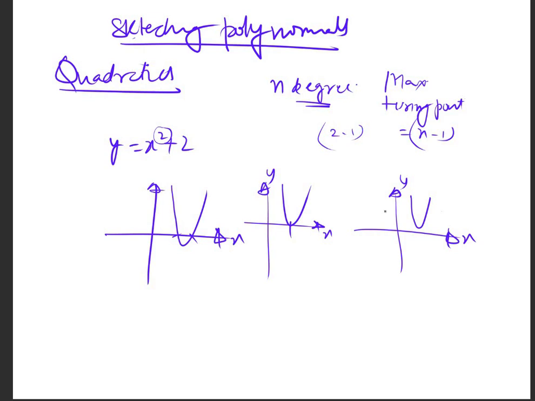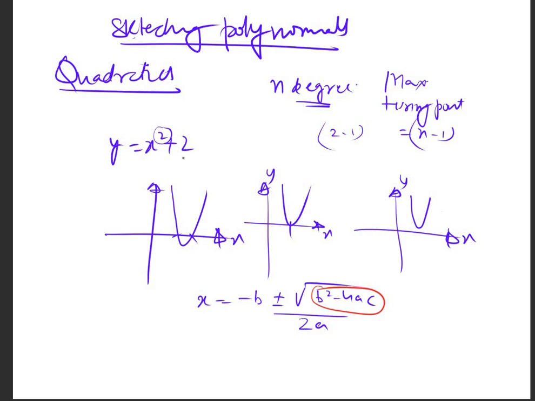Now, how do I come to know how many x-intercepts my quadratic will have? So I will use the quadratic formula, which is x equals minus b plus minus the square root of b square minus 4ac, over 2a. And this part is very important, b square minus 4ac.